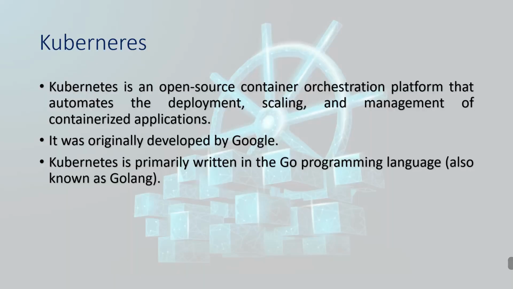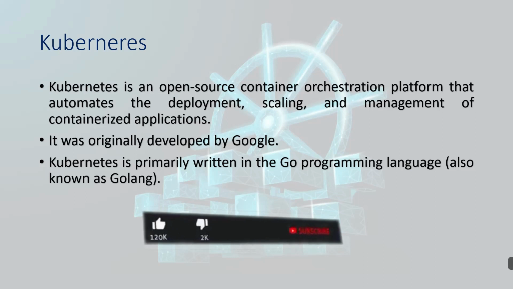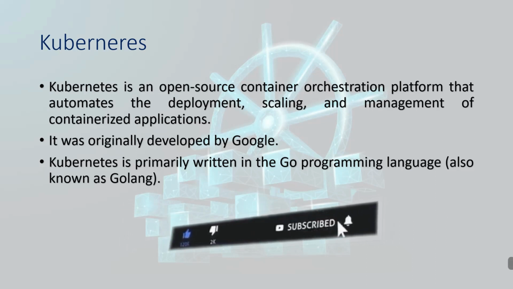Before we dive into the architecture, let's quickly recap what Kubernetes is. Kubernetes is an open source container orchestration platform that automates the deployment, scaling, and management of containerized applications. It was originally developed by Google. Kubernetes is primarily written in the Go programming language.